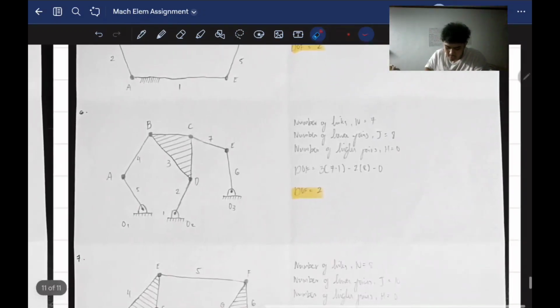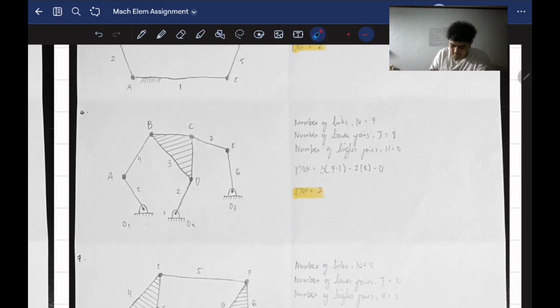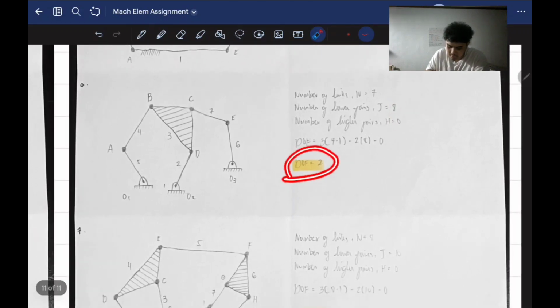For number 6, we get this mechanism, and we can see that there are a total of 7 links, and for the lower pairs, we can see that there is up until letter E, so that's 5, and we have O1 to O3, so that sums up to a lower pair total of 8, and there are no higher pairs. So we get a degree of freedom 2.